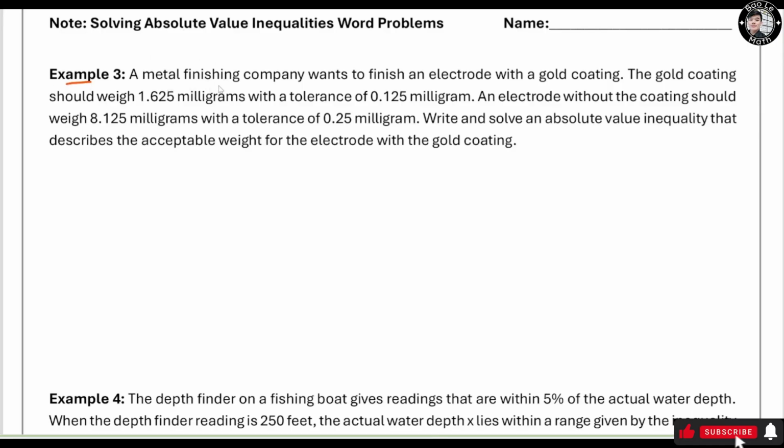Now let's move on to example number 3. A metal finishing company wants to finish an electrode with a gold coating. The gold coating should weigh 1.625 milligrams with tolerance 0.125 milligrams. An electrode without coating should weigh 8.125 milligrams with a tolerance of 0.25 milligrams. Write and solve an absolute value inequality that describes the acceptable weight for the electrode with the gold coating.